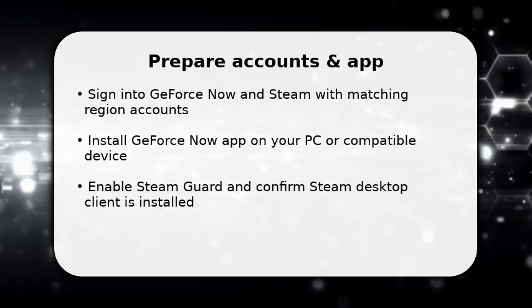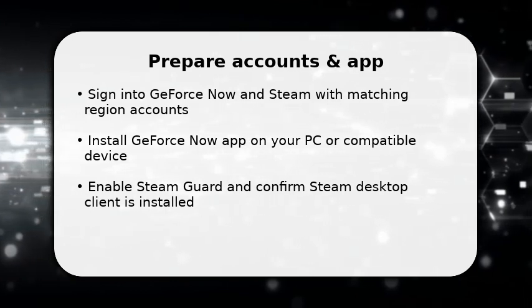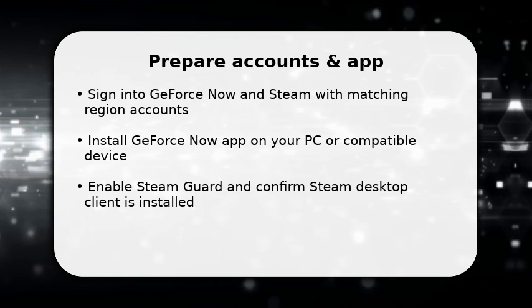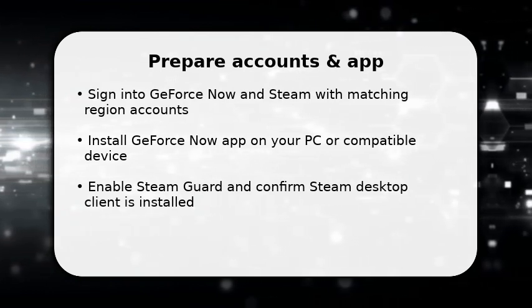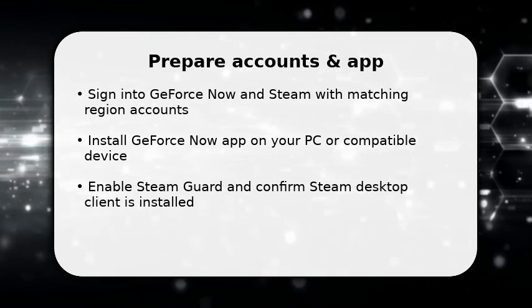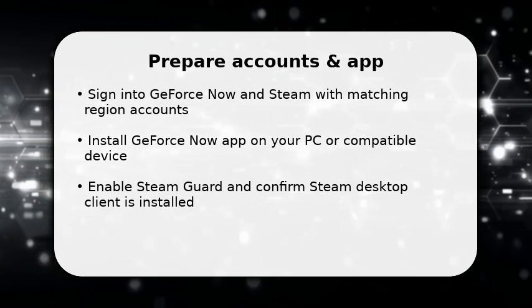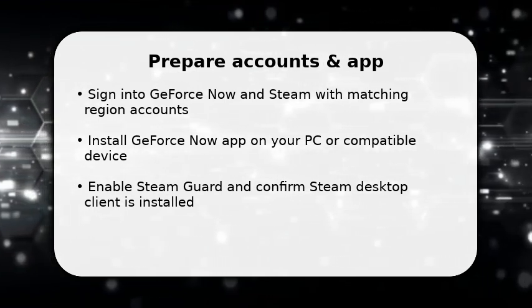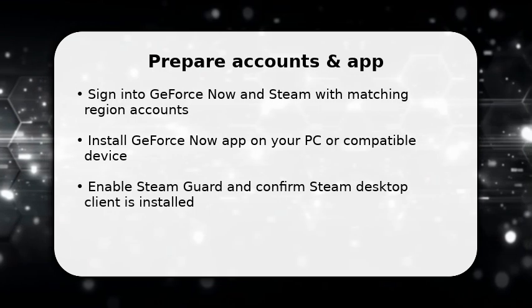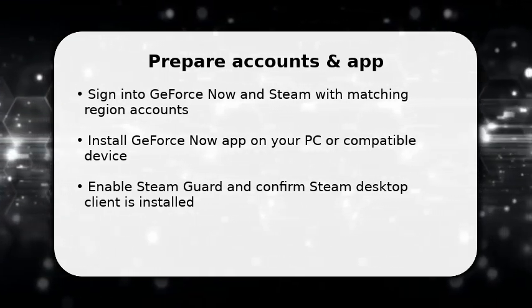You start by confirming accounts and installs. Sign into GeForce Now and Steam, and make sure they're in the same region so your library shows correctly. Once done, install the GeForce Now application on the device you'll stream from. This creates the link that lets Steam games launch in the cloud. Make sure Steam Guard is enabled on your Steam account and that the Steam desktop client is installed locally. These steps reduce auth errors when you link libraries.